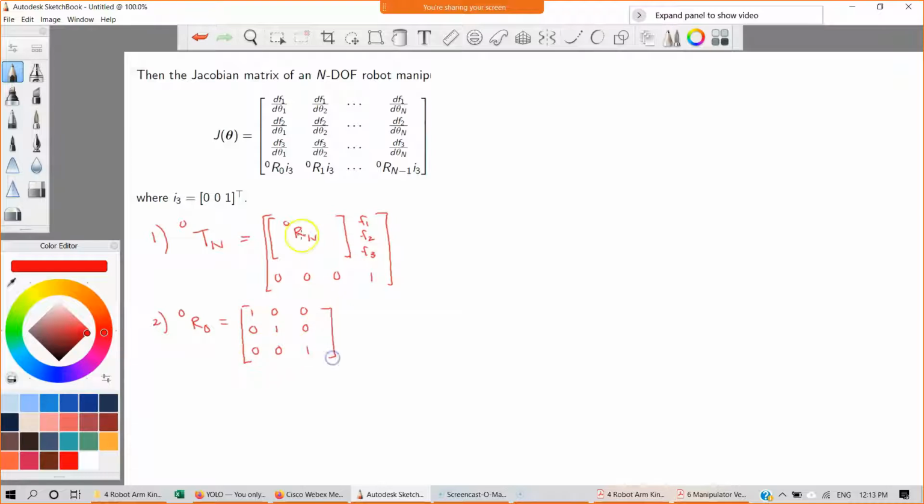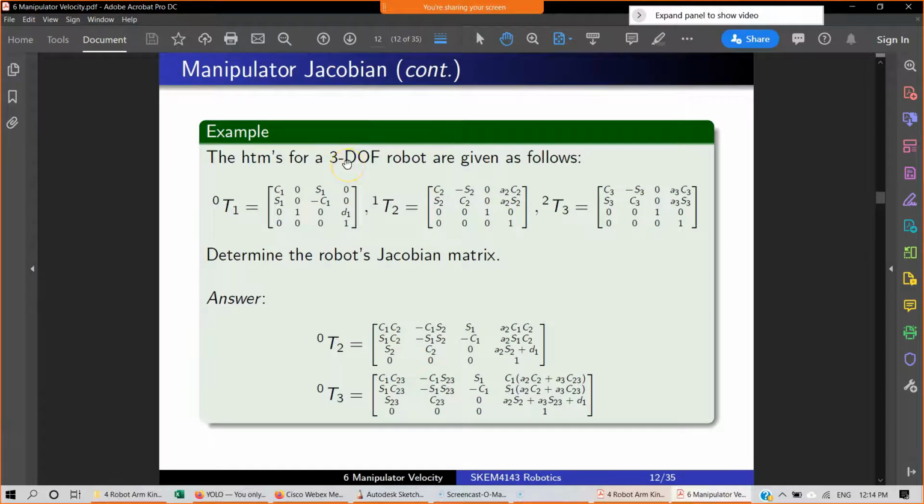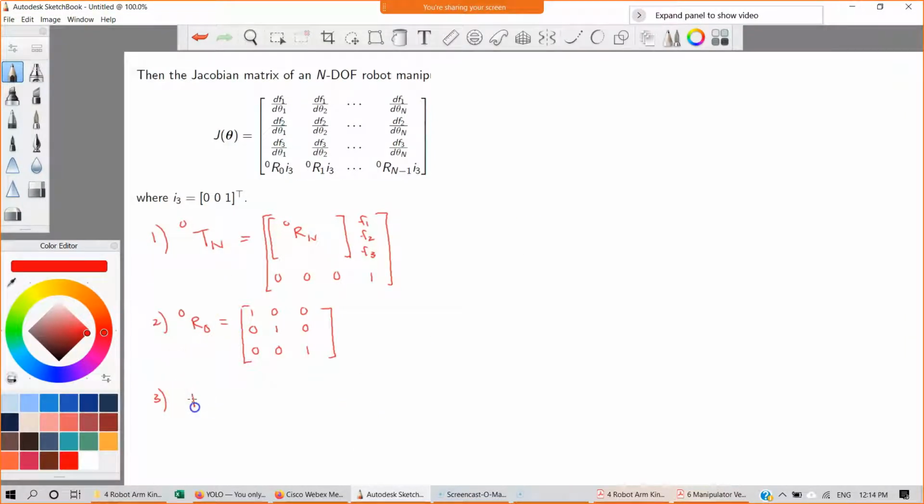Okay. You need to know R10, R20 up to Rn-1 0. In our problem, we have 3 degrees of freedom. N is 3, right? So you need to know R10, R20, because N is 3, 3 minus 1 is 2, so R20. Alright. So you need all this in order to be able to compute the Jacobian matrix.